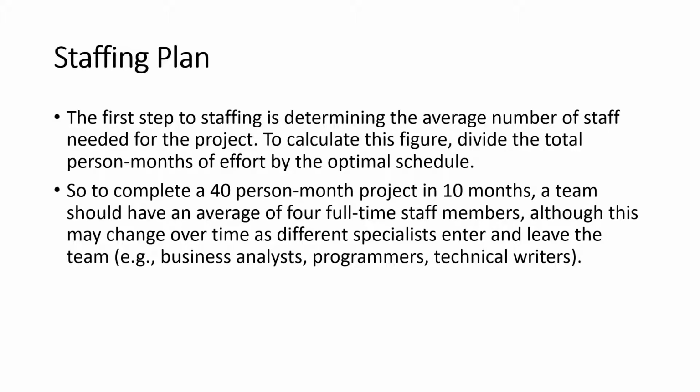The first step is to determine the average number of staff needed for the project. To calculate this, divide the total person-months of effort by the optimal schedule. So to complete a 40-person-month project in 10 months, a team should have an average of 4 full-time staff members, although this may change over time as different specialists enter and leave the team, like business analysts, programmers, or technical writers.